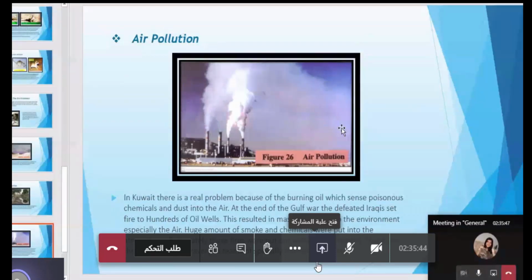Then huge amount of smoke and chemicals were put into the atmosphere. Why? Because they burned the oil wells, and all the oil wells when they were burned, they were turning into carbon when they were entering into the atmosphere. And because of this, huge amount of smoke and chemicals were put into the atmosphere, and after a few months you can see that they put it off.